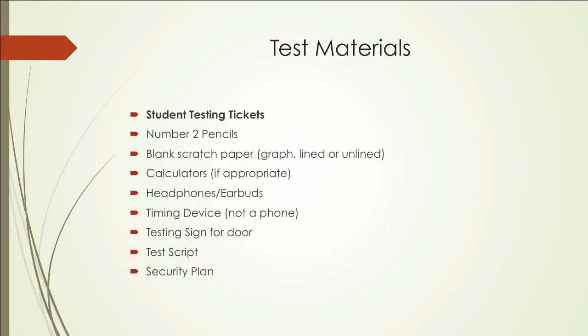Test materials. Your test materials will include student testing tickets, a number 2 pencil, blank scratch paper, graph lined or unlined. Please keep in mind that once students write on the scratch paper, it is secure material and must be returned to the STC. Calculators, if appropriate, headphones or earbuds, a timing device. This may not be a cell phone. The testing sign for your door, which will be provided for you, your test script, and your security plan.